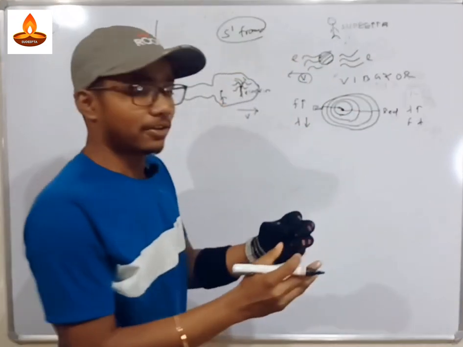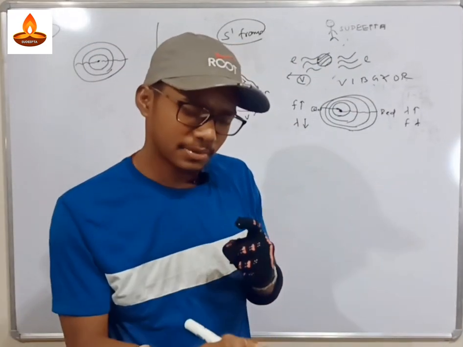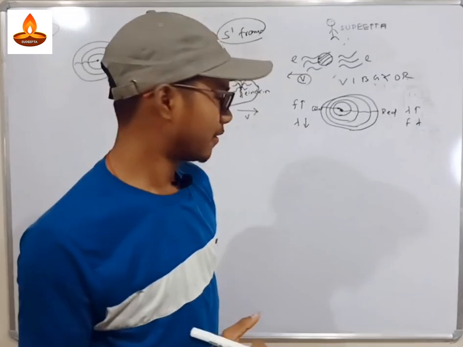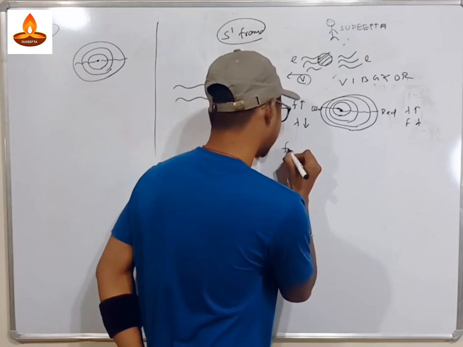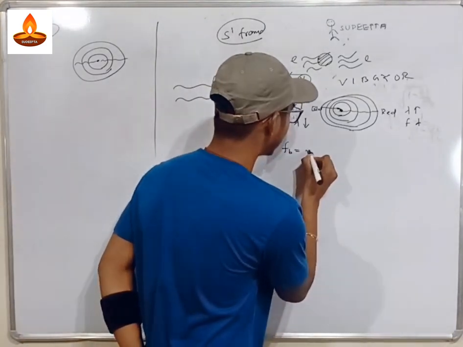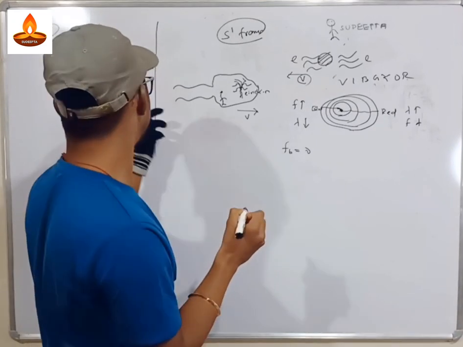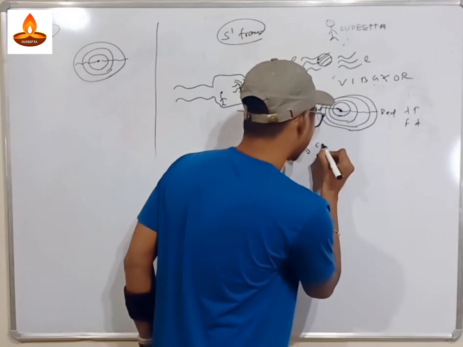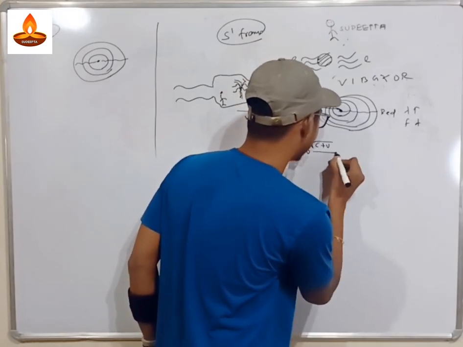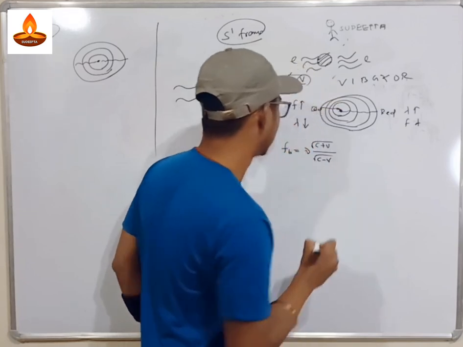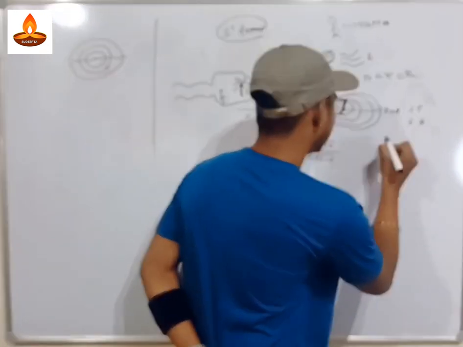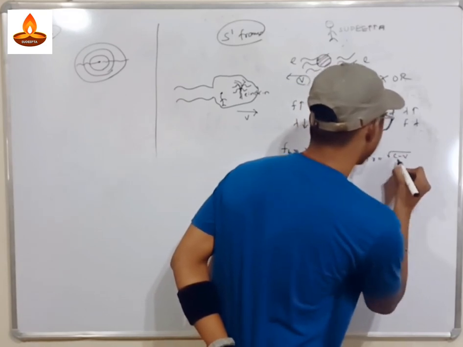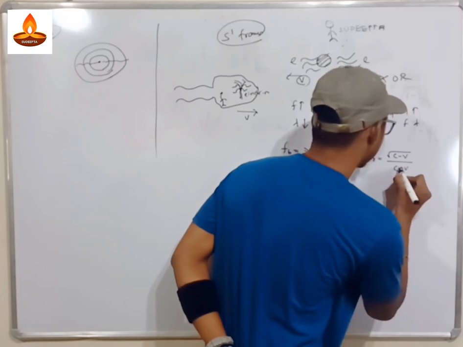So we are not going into the derivation at first, and in the next video I am going to derive the Doppler effect. Here I just use the formula. What is the formula? F blue shift, let's say FB, is equal to nu, the normal frequency, times the square root of (c plus v) upon (c minus v). This is FB. What is FR in the red shift? That is equal to nu times the square root of (c minus v) upon (c plus v).